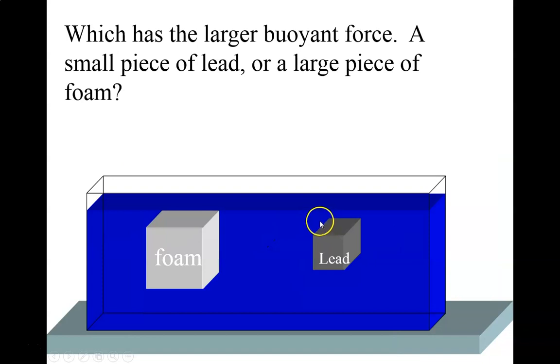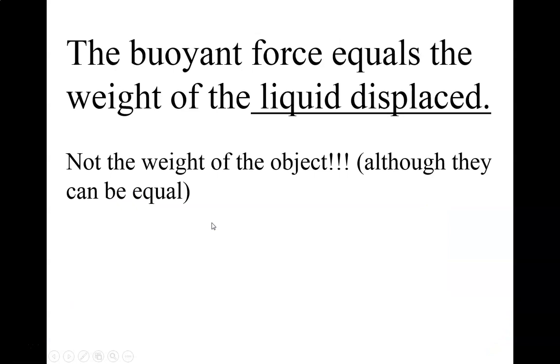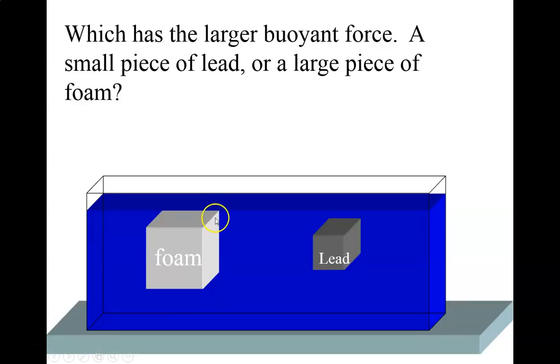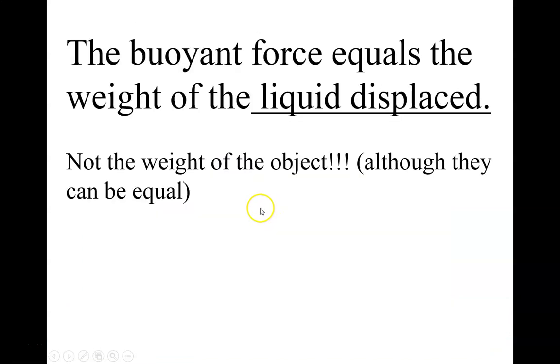If I asked you a question: which has a greater buoyant force on it, a small piece of lead or a large piece of foam? Pause and think. Which has a larger buoyant force? The answer would be the foam. Because it's lighter? No, because it's bigger and it's completely submerged. So the foam is displacing more water, therefore it's going to have more buoyant force. The buoyant force is equal to the weight of the fluid displaced, not the weight of the object, although floating is a special case when they're the same.